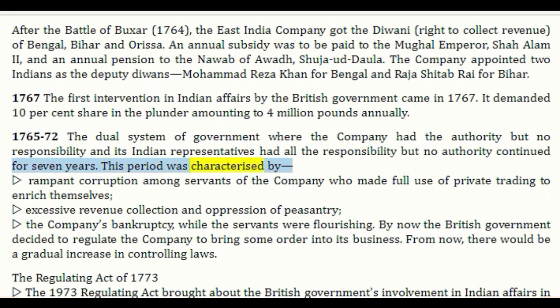This period was characterized by rampant corruption among servants of the Company, who made full use of private trading to enrich themselves, excessive revenue collection and oppression of the peasantry, and the Company's bankruptcy, while the servants were flourishing. By now the British government decided to regulate the Company to bring some order into its business. From now, there would be a gradual increase in controlling laws.